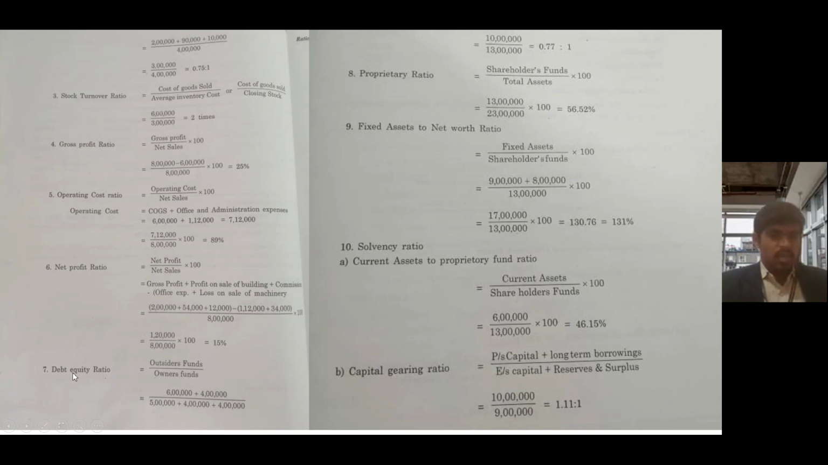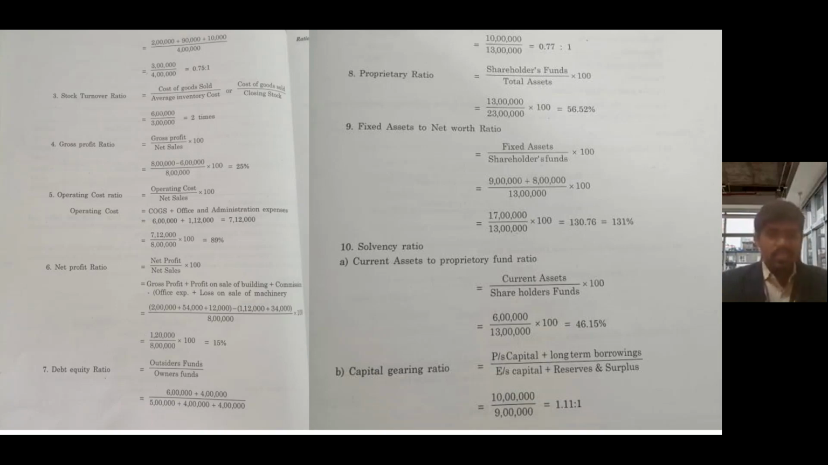Next is the debt equity ratio. The debt equity ratio tells how much leverage we have, how many borrowings we have, and how much equity we have. The debt equity ratio is equal to outsiders' funds divided by owners' funds. Outsiders' funds include debentures and liabilities.